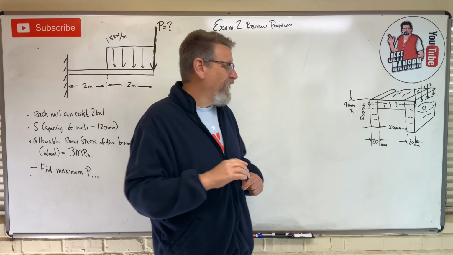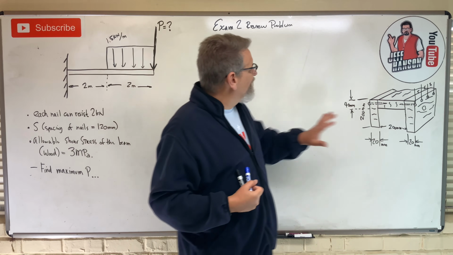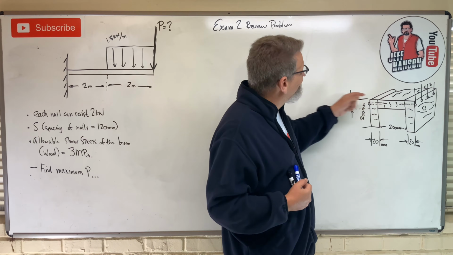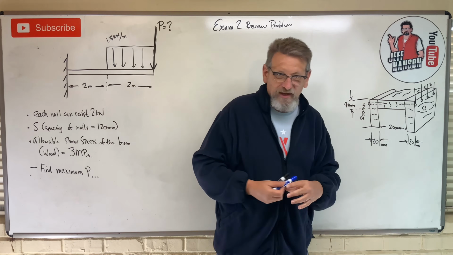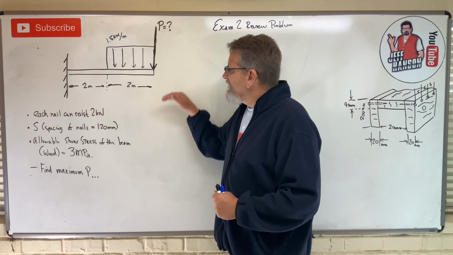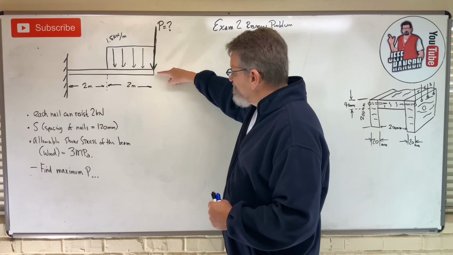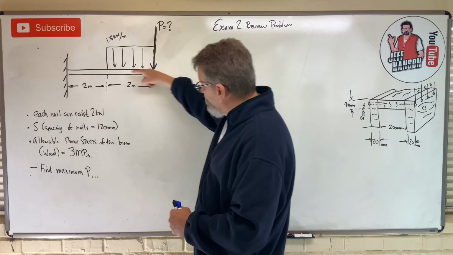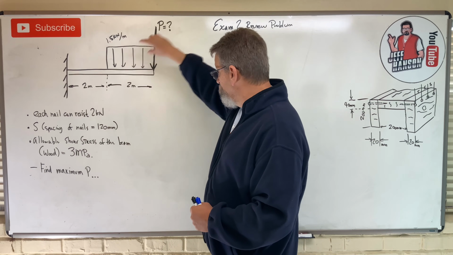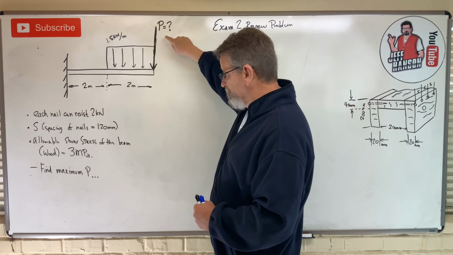I'm going to solve this problem, okay? So what do we have? We have a built-up beam, right? It's made out of 2 boards that are nailed to one in the center here, okay? We've got our dimensions for the cross section over there. And this is that beam right here, and it has a distributed load and a concentrated load.